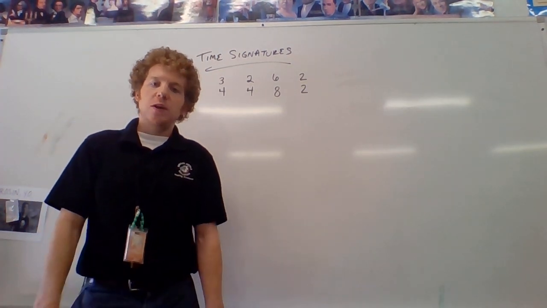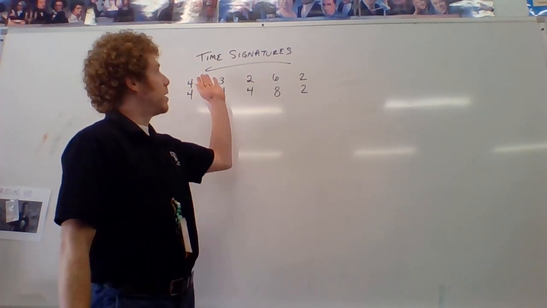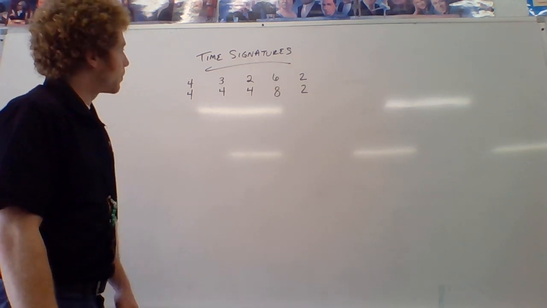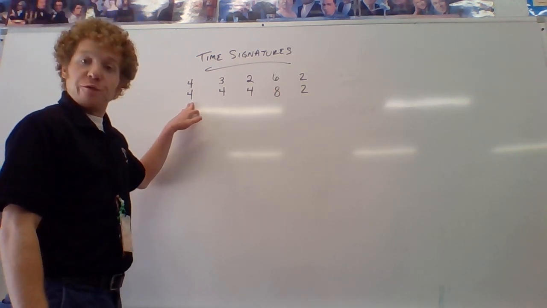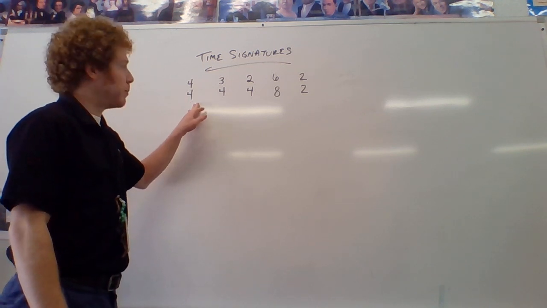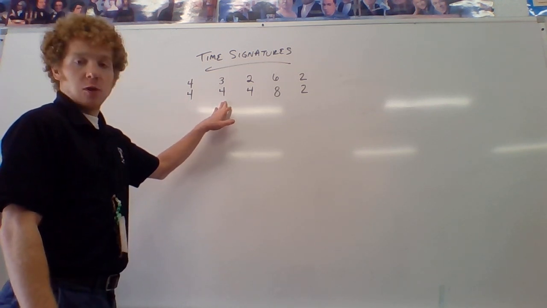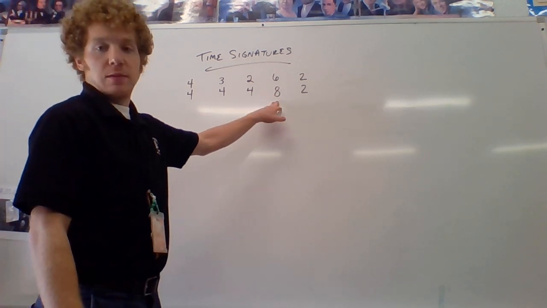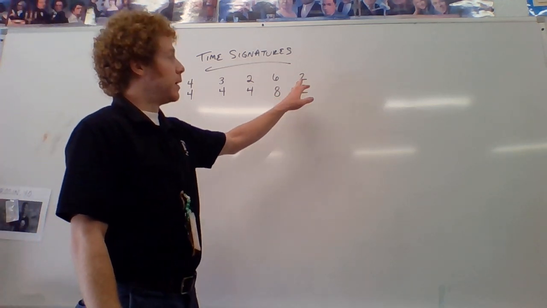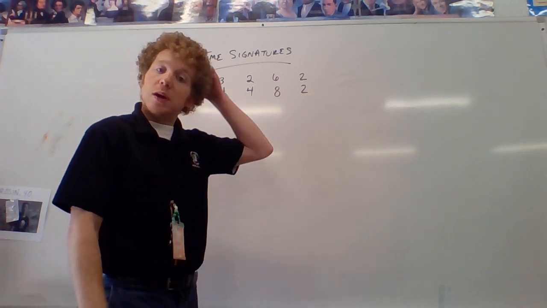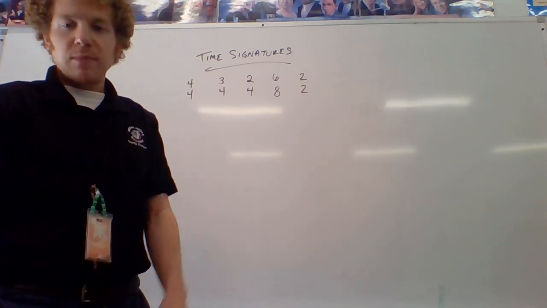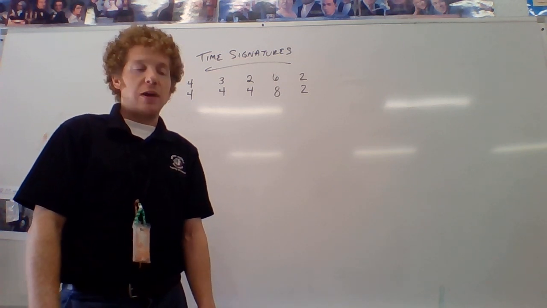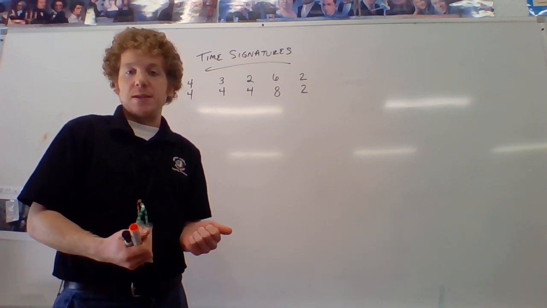Okay, in this video we are talking about time signatures. So here you see a few examples. 4/4, also called common time. 3/4, or waltz time. 2/4, 6/8, and 2/2, which is also called cut time. So there are more time signatures than this. These are some examples.